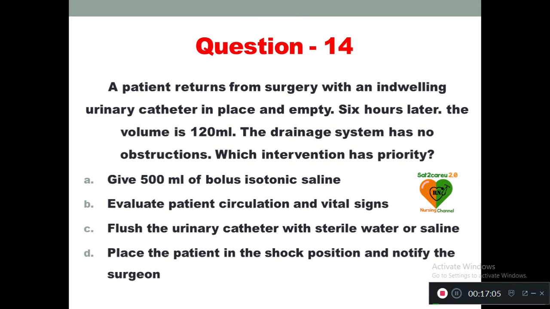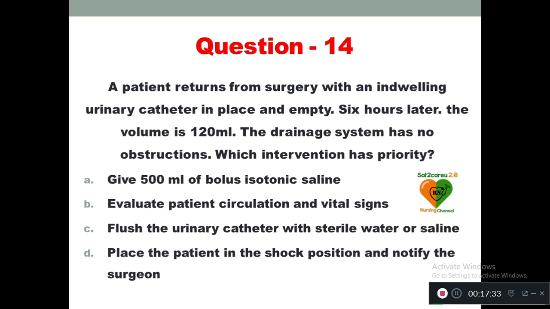Question number 14. A patient returns from surgery with an indwelling catheter in place and empty. 6 hours later, the volume is 120 ml. The drainage system has no obstruction. Which intervention has priority? Option A, give 500 ml of bolus isotonic saline. Option B, evaluate patient circulation and vital signs.